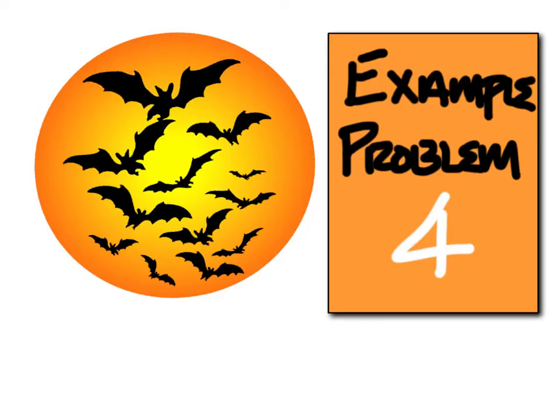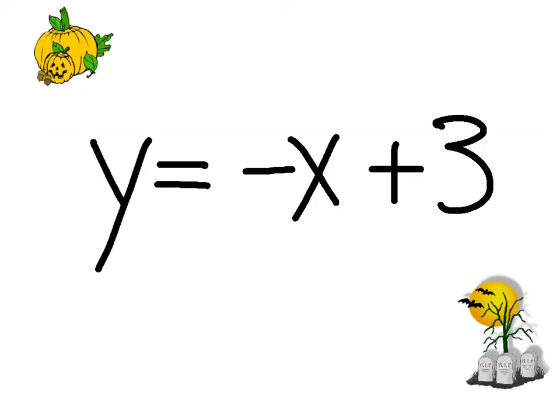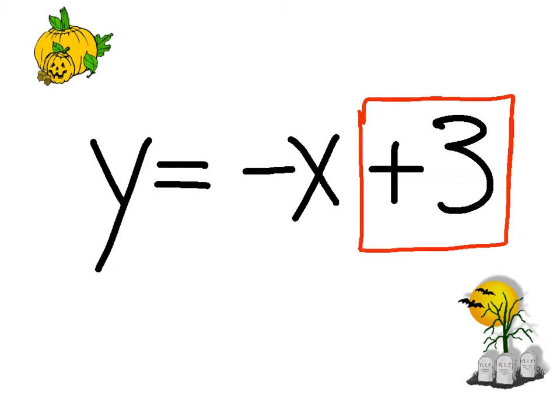No? We'll do a couple more examples. I'll write some out if I need to. Alright, we have y is equal to negative x plus 3. This is our y-intercept, so we're going to graph our y-intercept first on our y-axis.